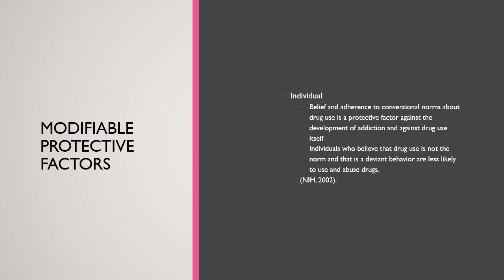And now we're going to look at individual protective factors. Belief and adherence to conventional norms about drug use is a protective factor against the development of addiction and against trying or using drugs itself. So conventional norms would be that drugs are unacceptable, and using drugs is a deviant behavior. The conventional norm about drug use is that it's a faux pas, it's not good.